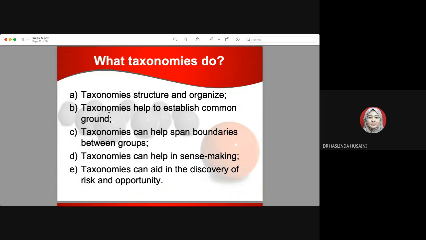Contohnya perkataan knowledge management sendiri asalnya digunakan dalam information management. Tapi today, the term of knowledge management ni dah digunakan secara wide. Macam metadata first being introduced dalam library management, tapi sekarang banyak dah electronic punya ni archiving pun menggunakan metadata. Okay, and then taxonomies can help span boundaries between groups. Okay.